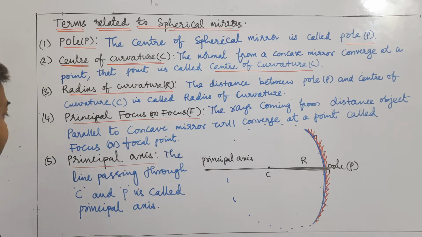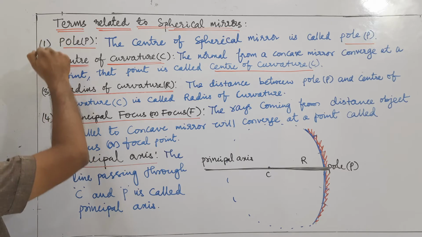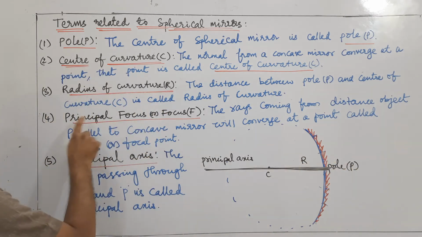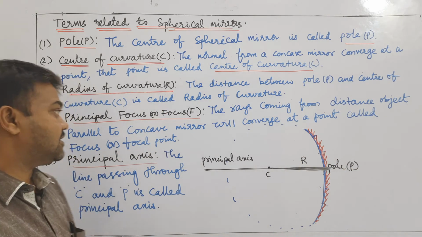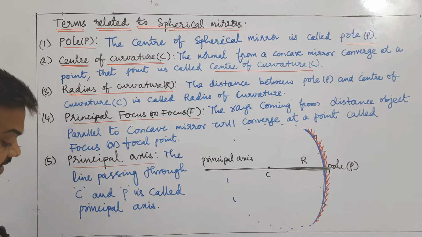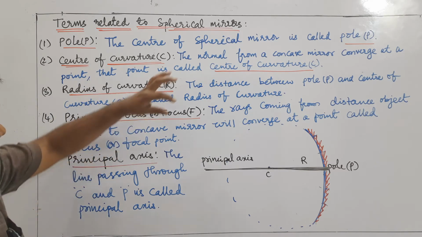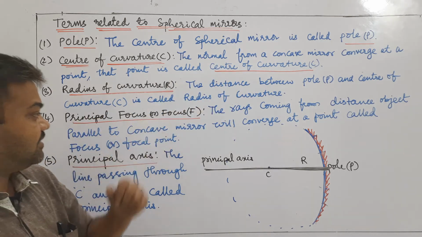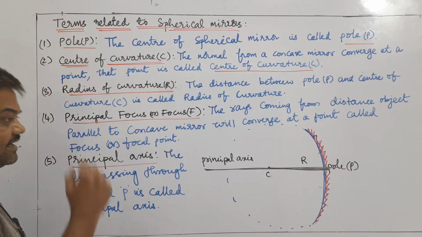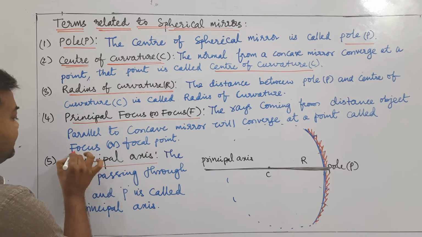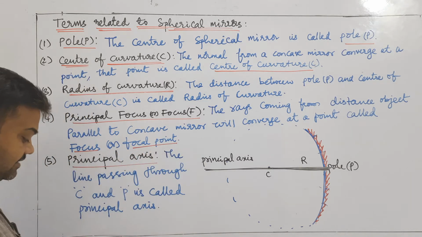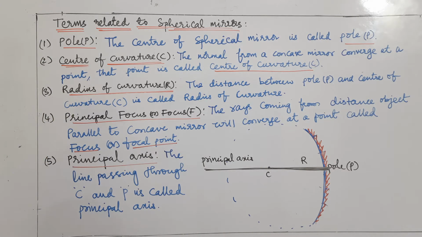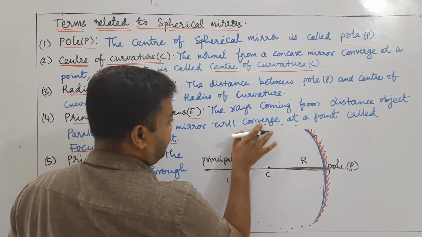Principal focus. We have discussed pole, center of curvature, radius of curvature, principal axis. Another one, principal focus or focal point. Like this we have so many names. What is the principal focus here? The rays coming from a distant object parallel to a concave mirror will converge at a point, and that we are calling a focal point. Suppose you can take a line.